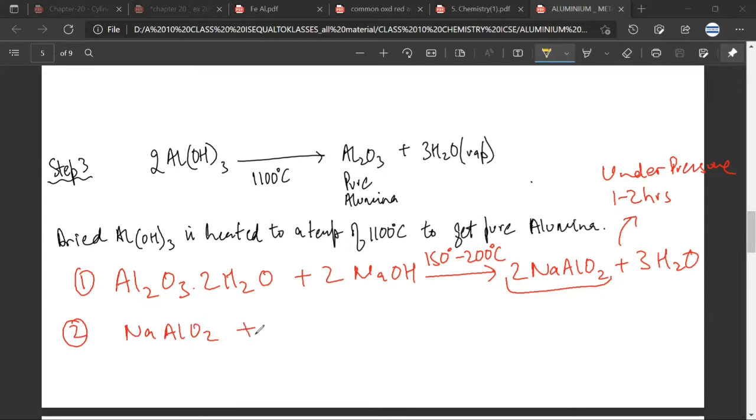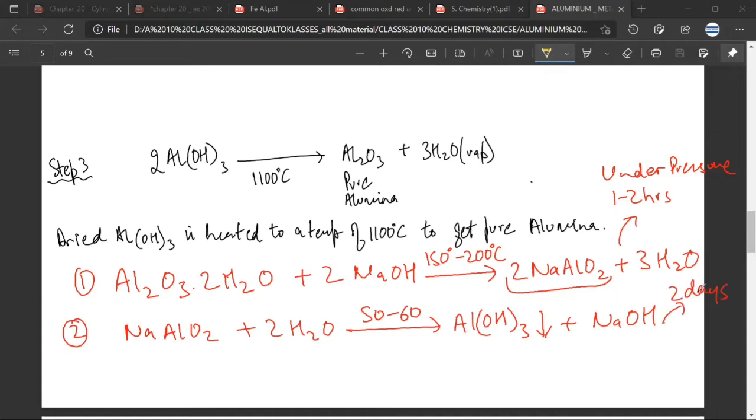Now what you want is to precipitate aluminium hydroxide. That is why you will reduce the temperature, so that more and more precipitation can happen. So aluminium hydroxide gets precipitated out and you have NaOH again. Any doubt here? No doubt. If you remember, this was a slow process. It took around 2 days.